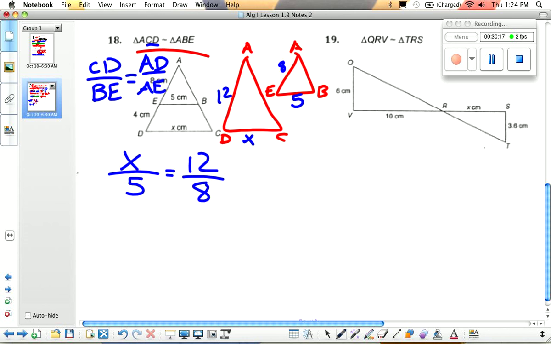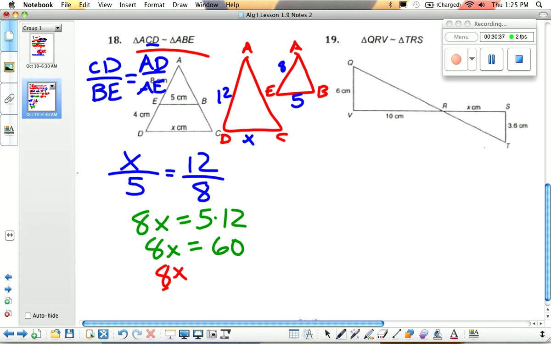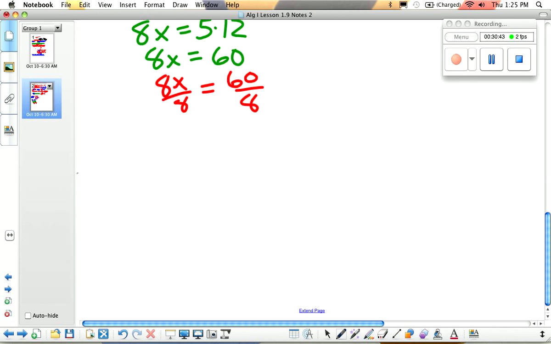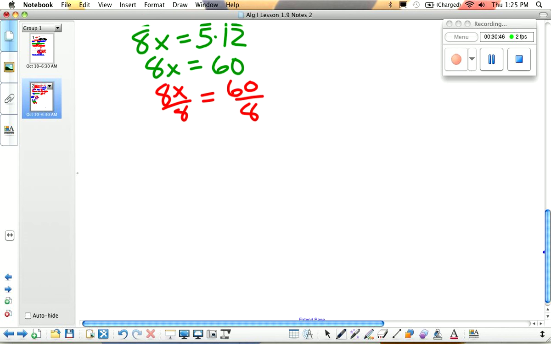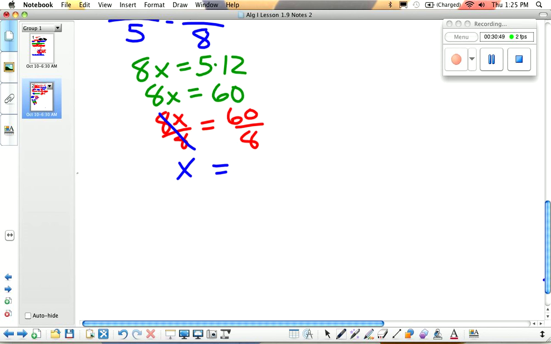And show that we're solving that. What do you get for x? We're solving for x. I get 7.5. You too? Okay, so x is 7.5, and those happen to be what? Centimeters. Okay.